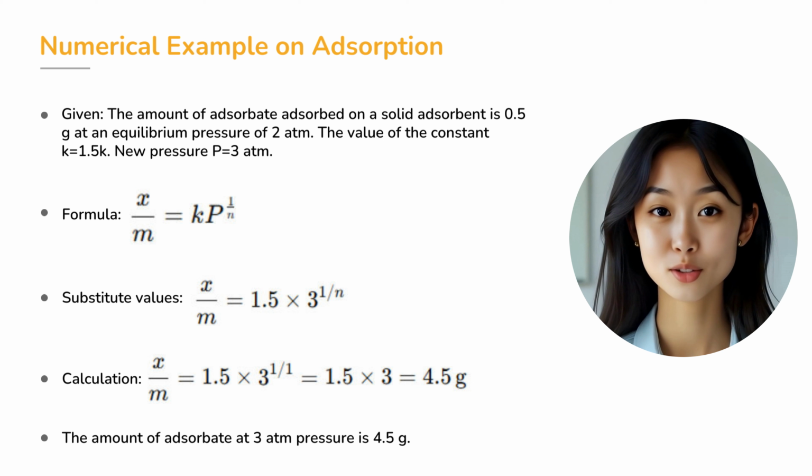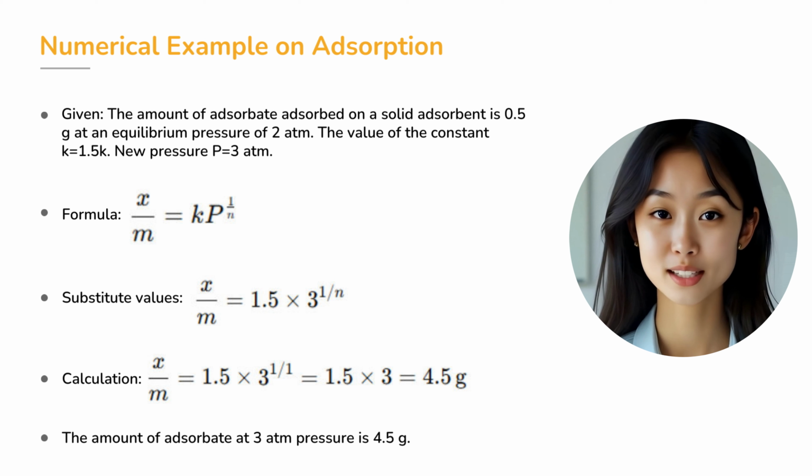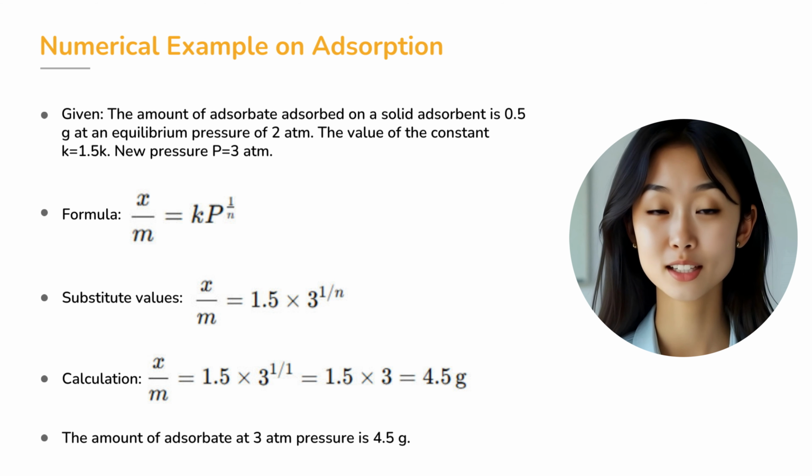Alright, let's work through this problem step by step. We are given that the amount of adsorbate adsorbed on a solid is 0.5 grams at an equilibrium pressure of 2 atm. The constant k is 1.5, and we need to find the amount of adsorbate at a new pressure of 3 atm. To solve this, we'll use the Freundlich equation, which is x/m = k times p^(1/n).